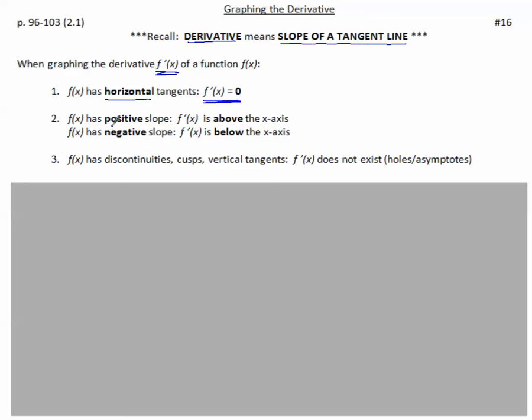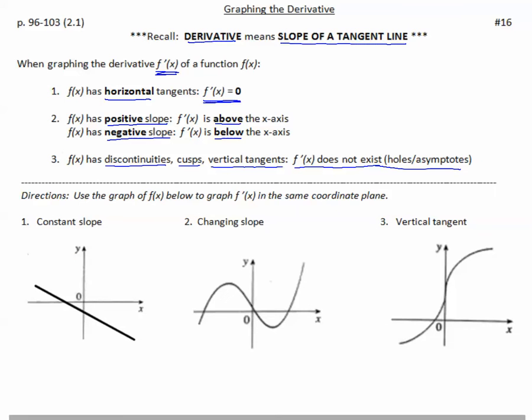Then we'll look for where the function has positive slope or negative slope. Remember, slope is the derivative, so then our derivative will be above the x-axis or below the x-axis respectively. Finally, if there's any discontinuities, cusps, vertical tangents, places where the derivative does not exist, that's going to give us holes or asymptotes. Let's take a look at some examples.